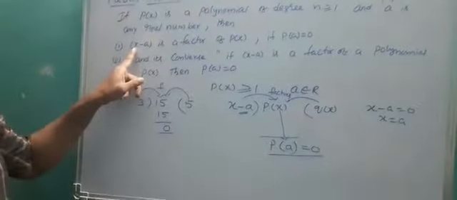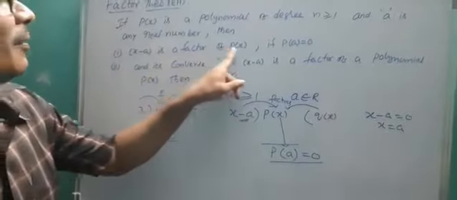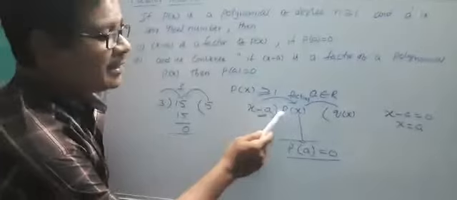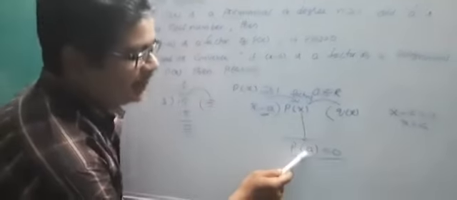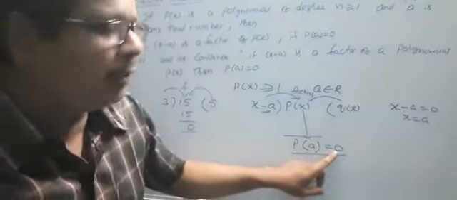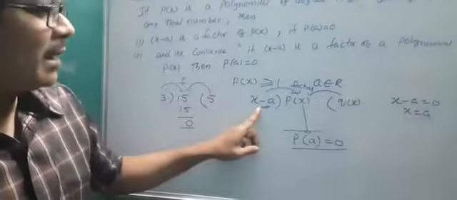In the first one, x minus a is a factor of p of x. How can you say x minus a is a factor of p of x? When you get the remainder equal to 0. That means if the remainder equals 0, then the divisor x minus a is a factor of p of x.